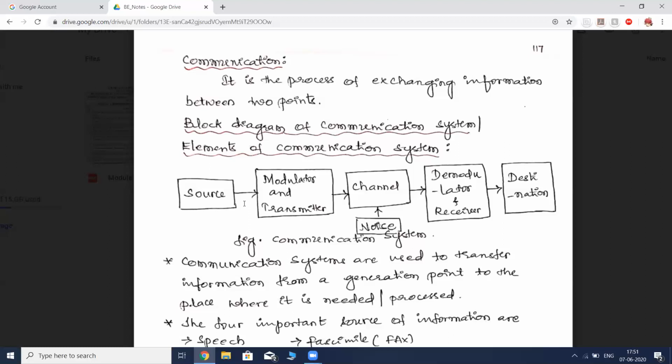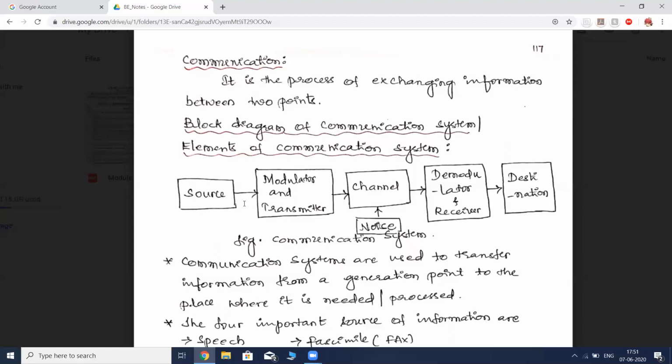From this information generation point, our signal has to travel a longer distance through the channel. Since the signal is of very low frequency, it cannot travel a longer distance. So we require what is known as a modulator. This modulator will transform the information given by the source into a form that is suitable for transmission on the channel.